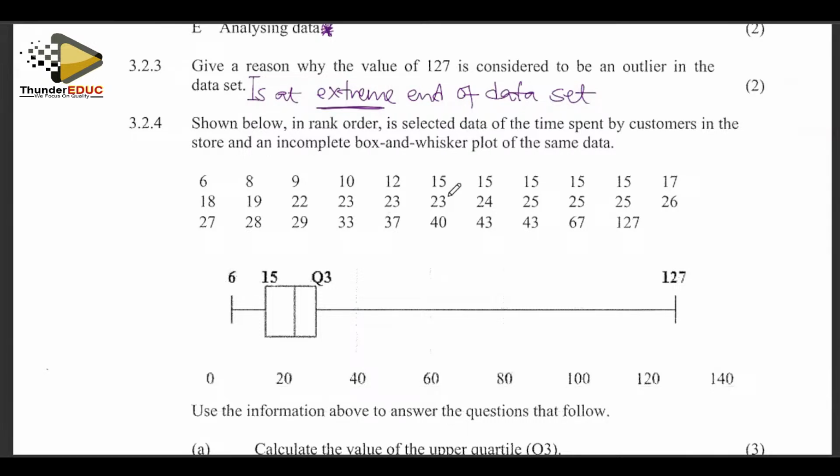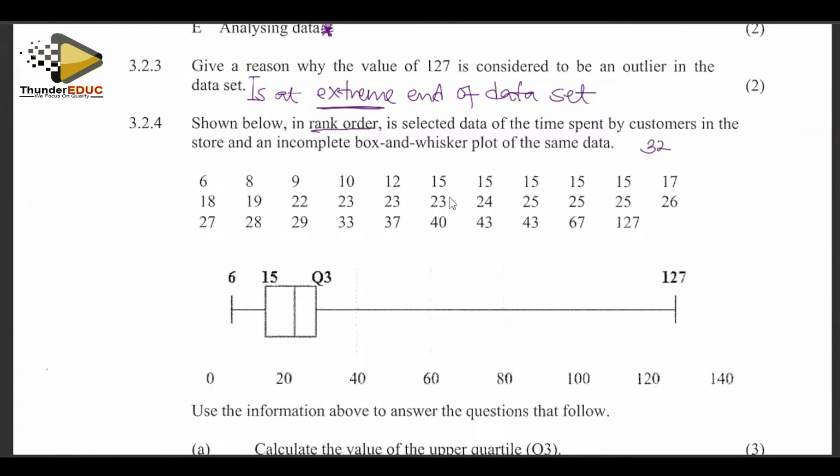Shown below in rank order is selected data of time spent by the customers in the store and an incomplete box and whisker plot of the same data. Take note of that, in rank order. Simply meaning they are from smallest to biggest, which is okay. Now, this data is from the one we've just seen above. These are supposed to be 32 values. Let's count and we see.